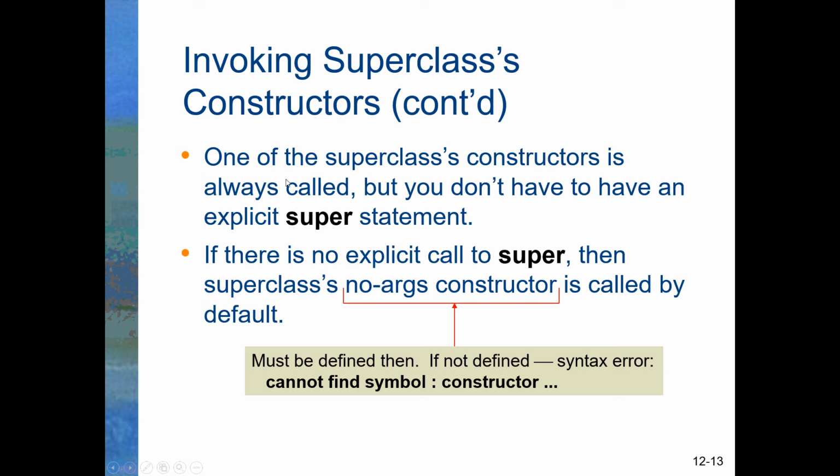One of the superclass constructors is always called, but you don't have to explicitly call a super statement. So if there is no explicit call to super, then the superclass's no argument constructor is called by default. So if I don't create a constructor, it's just automatically going to go up the line and grab the constructor above it, and so forth on down the line. And here's an example right here.